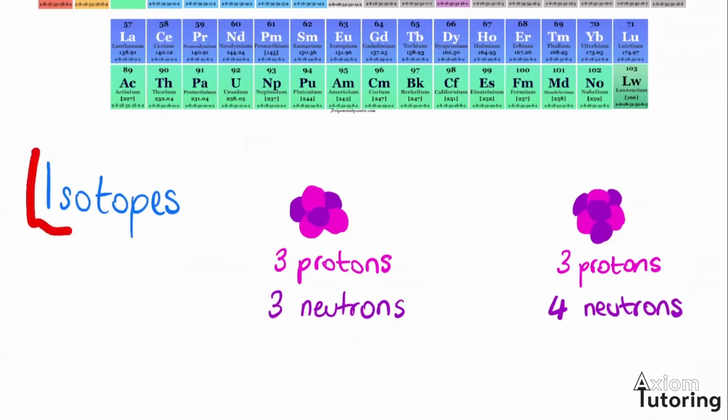The way I like to remember isotopes is to imagine that elements are little families, and isotopes within that family are brothers. So because they're all brothers from the same family, they have the same surname, or proton number. But because they're different individuals, they have different first names, or neutrons.